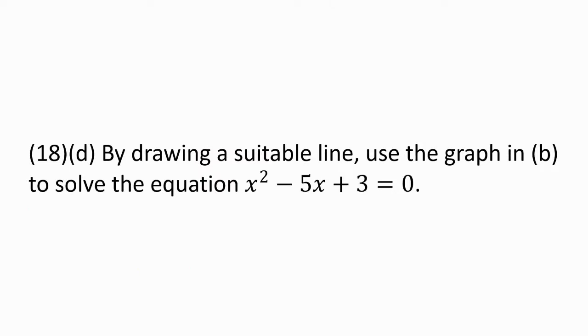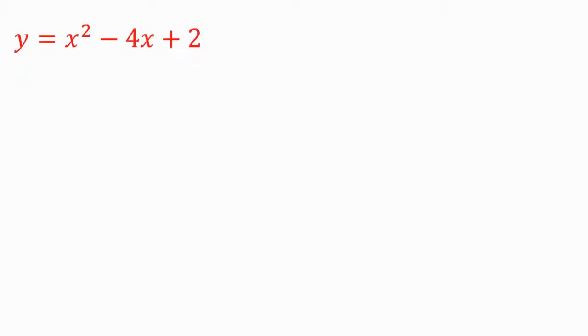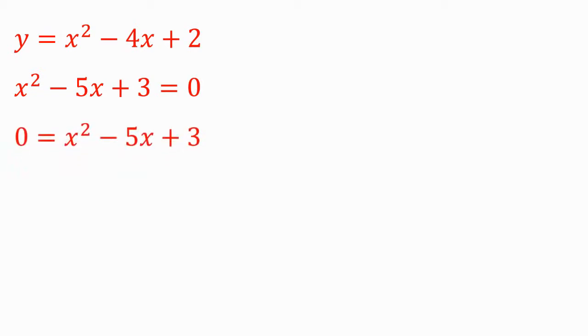Part D. By drawing a suitable line, use the graph in B to solve the equation x² - 5x + 3 = 0. The graph in part B was that of y = x² - 4x + 2, and we are supposed to solve x² - 5x + 3 = 0. So just like we did in part C, we shall rewrite this, and it becomes 0 = x² - 5x + 3.